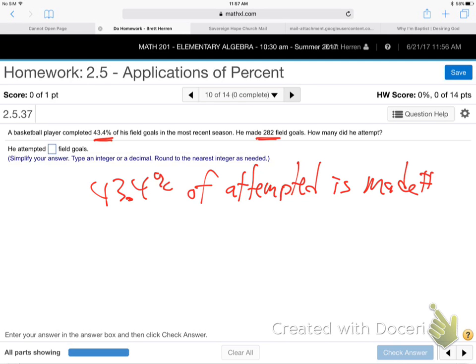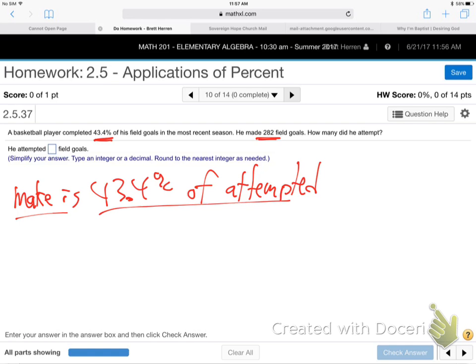Does that make sense logically? Somebody would say, the number I make, the number the person makes is 43.4% of those attempted. Right? You make a percentage of all you try. All right, so with that in mind, the 43.4, you've got to make that into a decimal. We'll go back 2 places, 0.434.